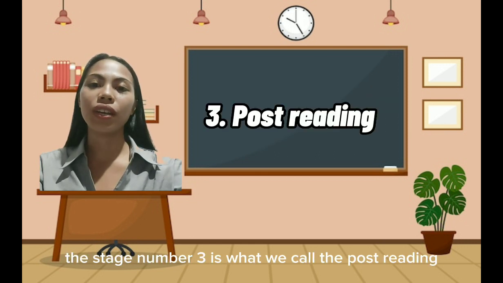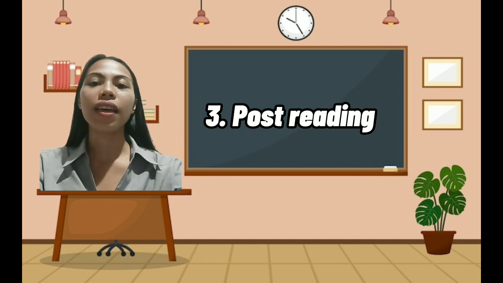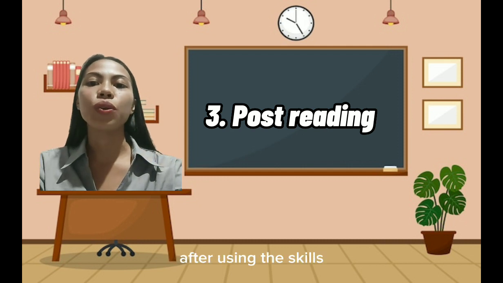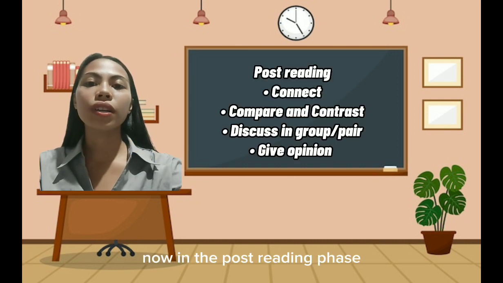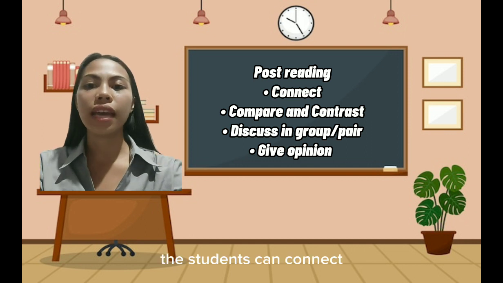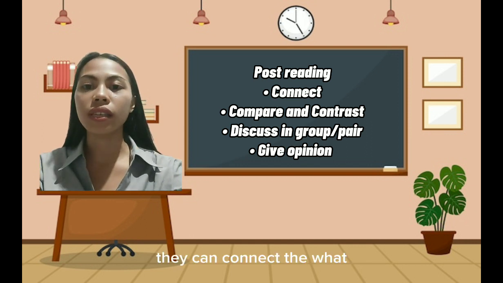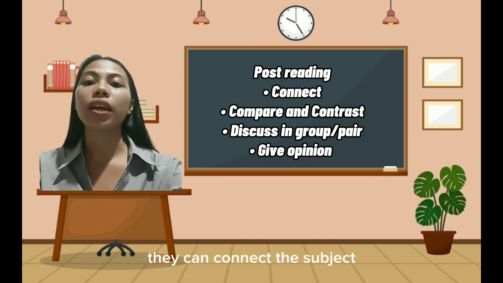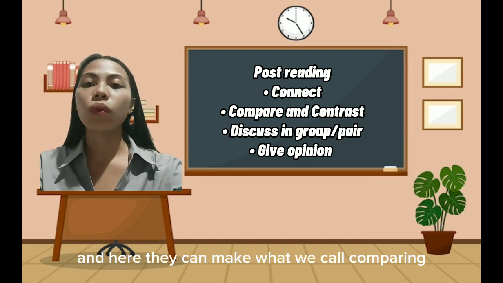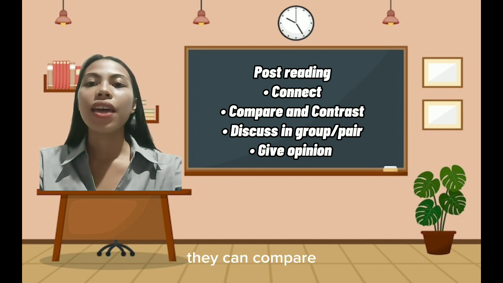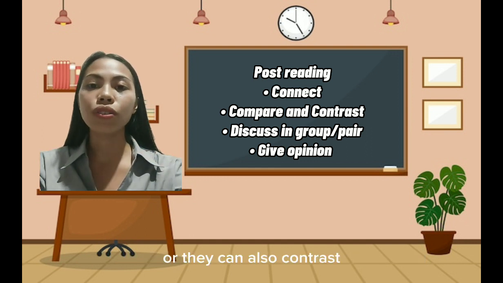Stage number 3 is what we call the post-reading. This is after reading the text, after doing the related task, after using the skills, that comes the post-reading. Now, in the post-reading phase, the students can connect. They can connect the what? They can connect the subject or the theme or the topic of the text with real-life situations. And here, they can make what we call comparing. They can compare or they can also contrast.